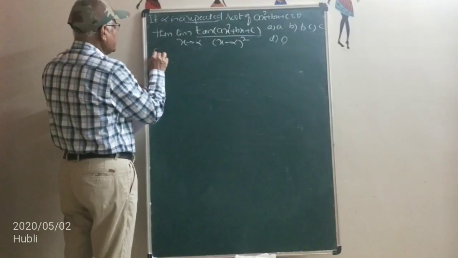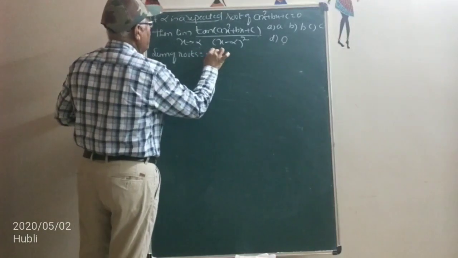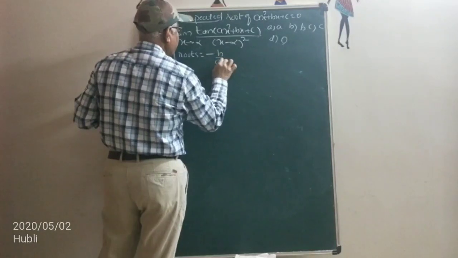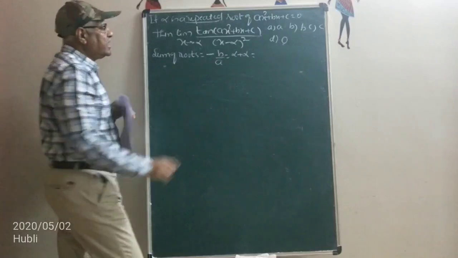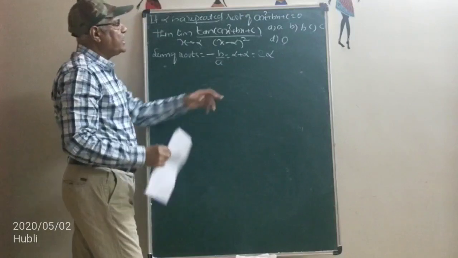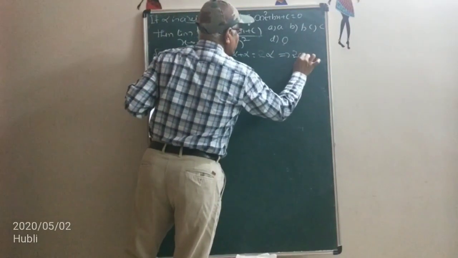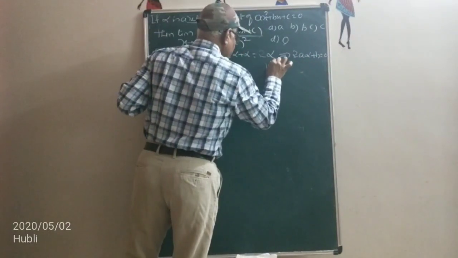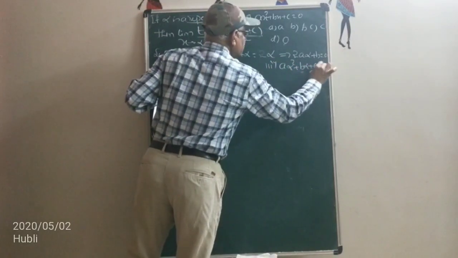So therefore, what is the sum of roots here? Sum of roots is equal to minus b divided by a. It is equal to alpha plus alpha. Sum of alpha plus alpha is equal to 2 alpha. So minus b upon a equal to 2 alpha. By means of this, you can reduce an equation 2a alpha plus b equal to 0. Similarly, you can use a alpha square plus b alpha plus c equal to 0.